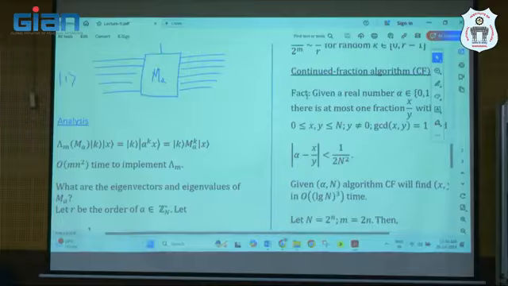What are the eigenvectors and eigenvalues of MA? Let us ask this question now. Remember, we are trying to do phase estimation. So we want to identify the eigenvectors and eigenvalues of this unitary matrix MA. Let r be the order of a.